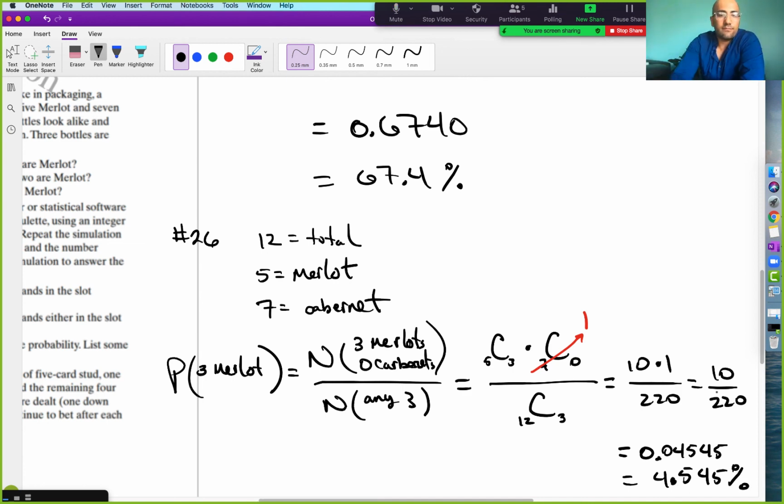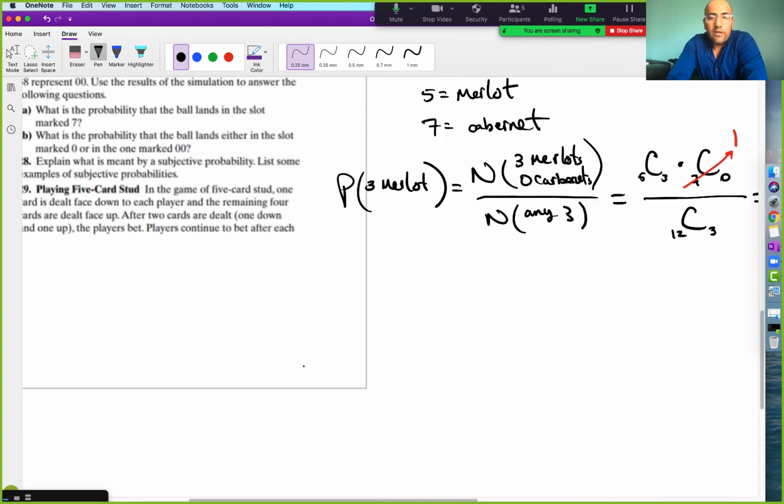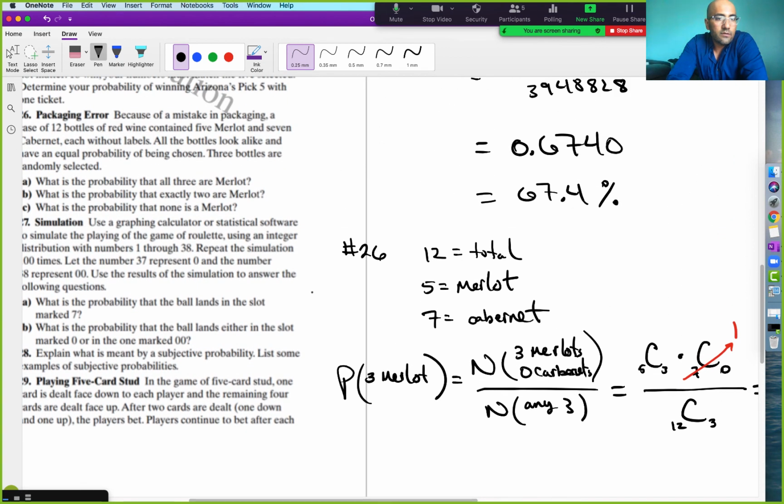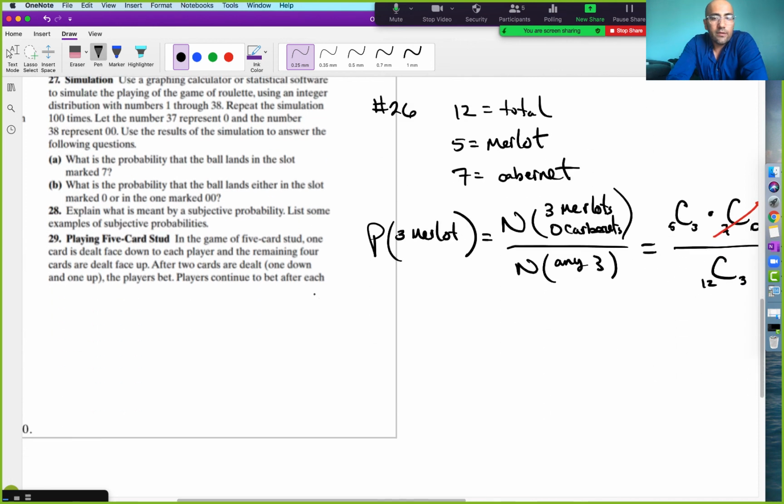Any questions? No? What if, let's just play around with it. There aren't any subparts to this, are there? Oh yeah, there are. Part 2. What is the probability that exactly 2 are Merlot? Okay, 2 out of the 3.